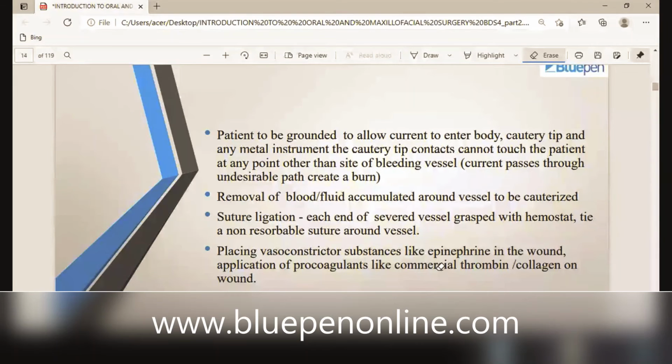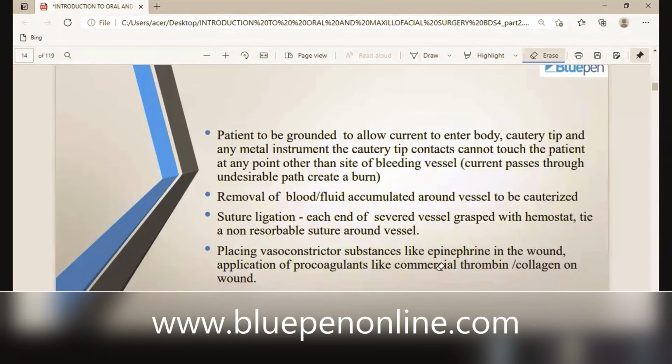You just bring this cautery tip to the bleeding vessel or the bleeding area and just touch it. Okay, that's all you need to do. Just touch that area with the cautery tip, and it will create a bond there, and that's it. Okay. Now, removal of fluid and blood accumulated around the blood vessel to be cauterized.